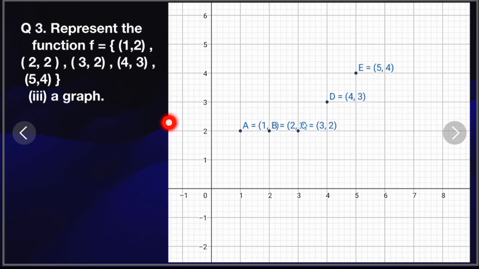Now this is the graph. So you have all these ordered pairs. They are the coordinates. This is x and this is f(x). So here you can plot these points and join all these points.